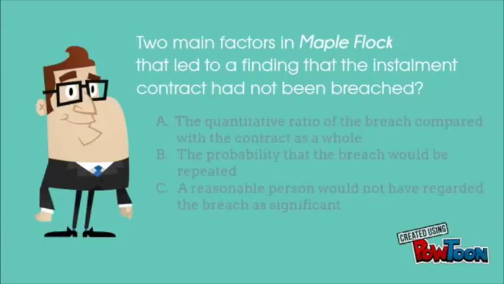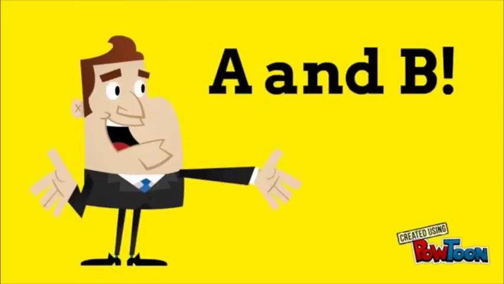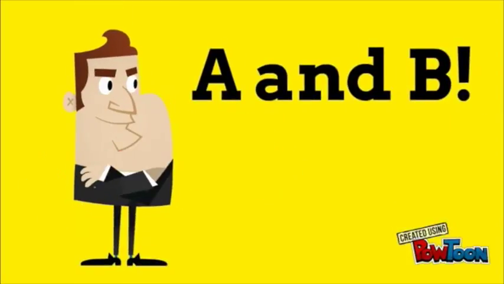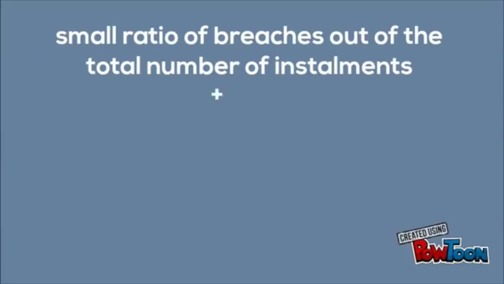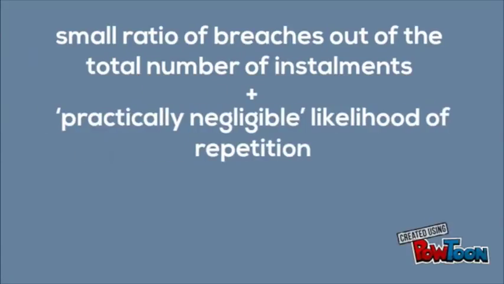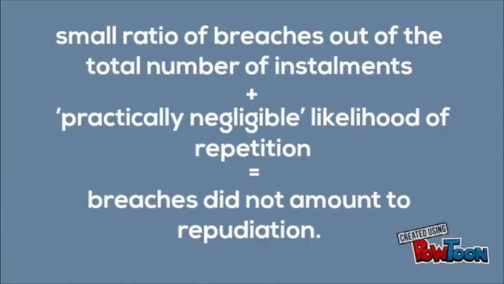A. The quantitative ratio of the breach compared with the contract as a whole. B. The probability that the breach would be repeated. C. A reasonable person would not have regarded the breach as significant. A and B are correct. The small amount of breaches as a ratio of the total number of instalments and the practically negligible likelihood of repetition led to a finding that the breaches did not amount to repudiation.